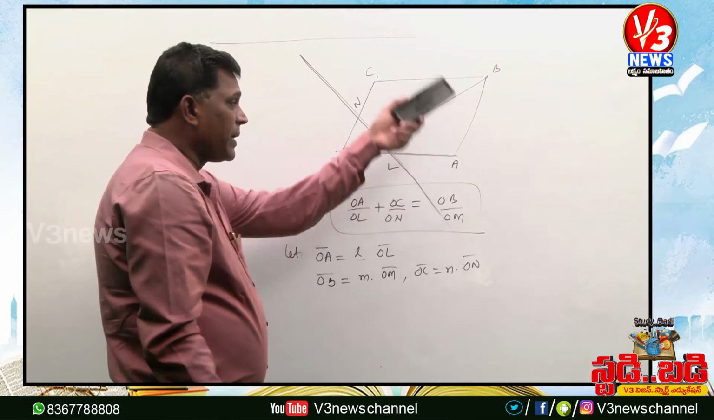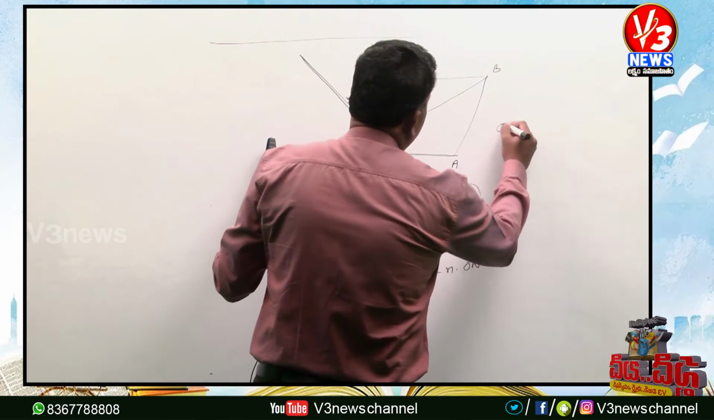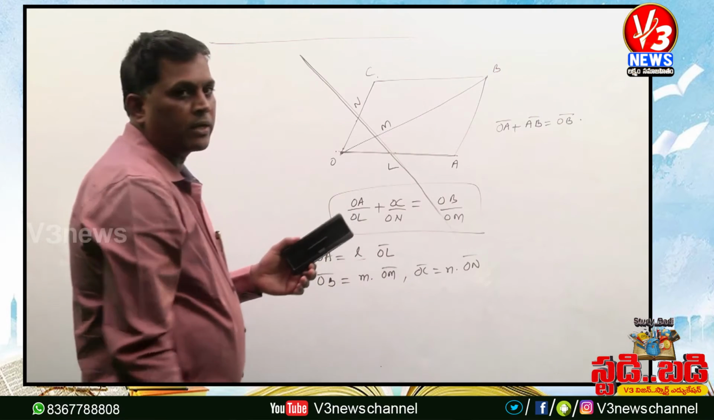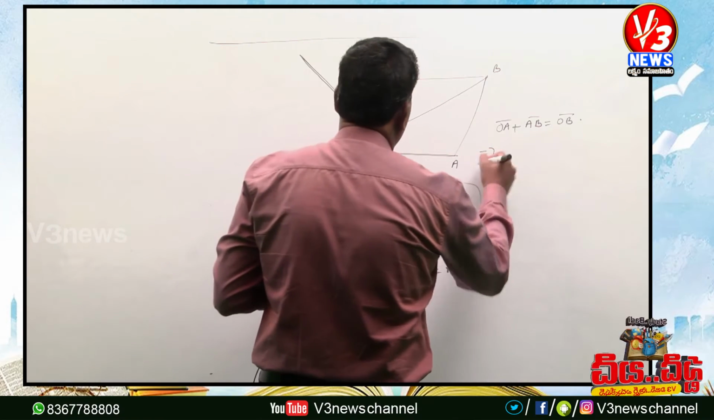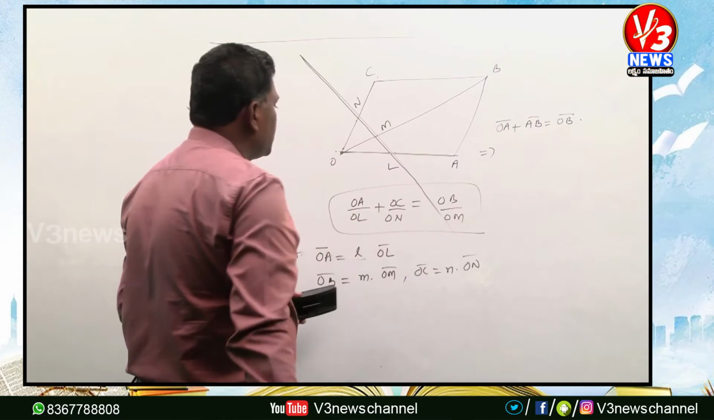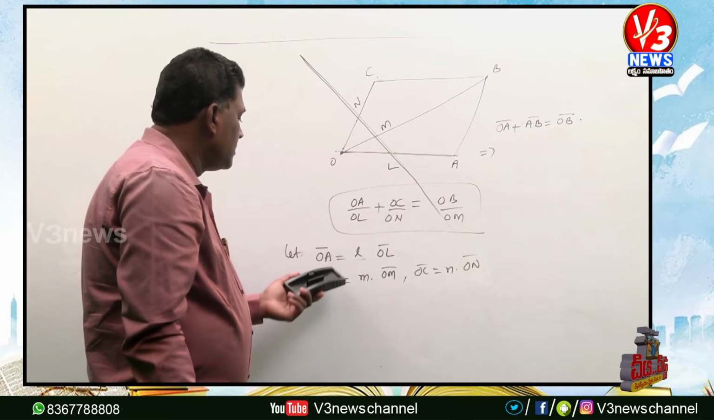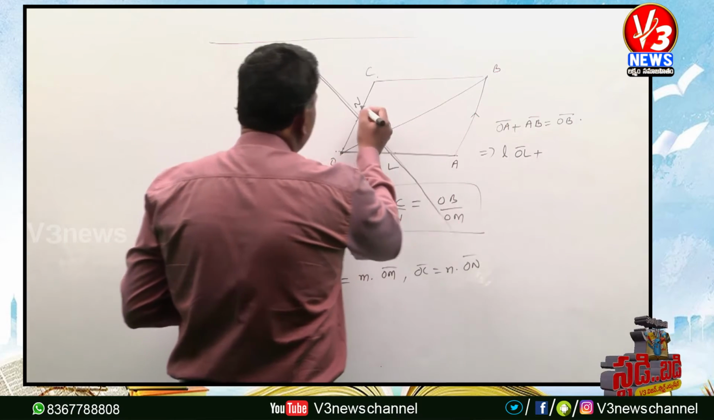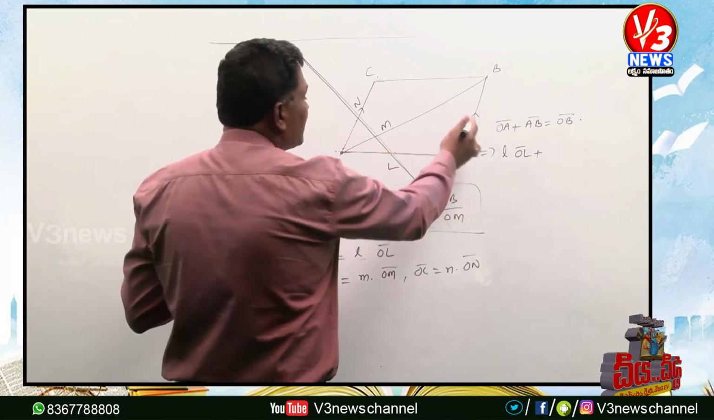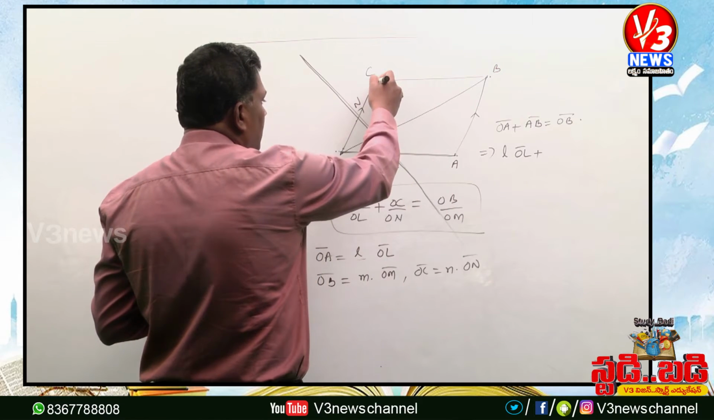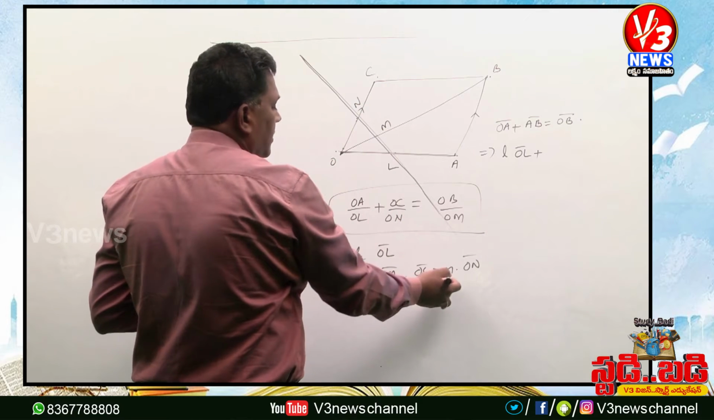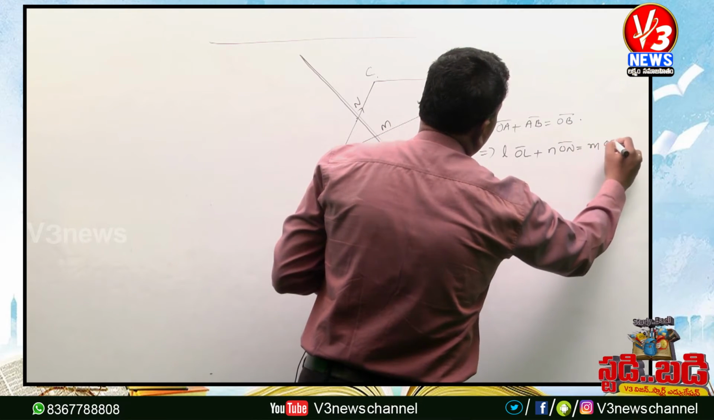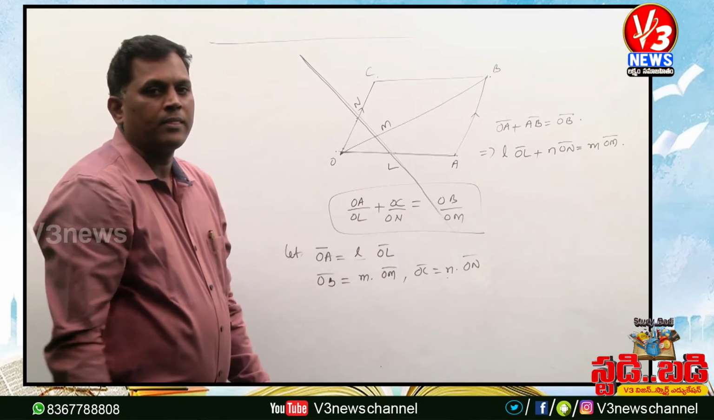Now it is a parallelogram. In a parallelogram we know that vector OA bar plus vector AB bar equals vector OB bar. Here OA bar we can write as L into OL bar, plus this AB bar, and OC bar are the same in a parallelogram, being opposite sides. AB bar is replaced with OC bar, and OC bar equals N ON bar, equals OB bar, which is some M into OM bar. Is it clear to all of you?